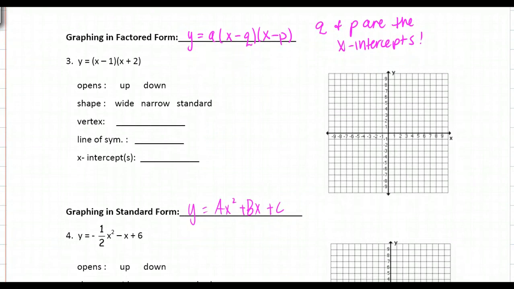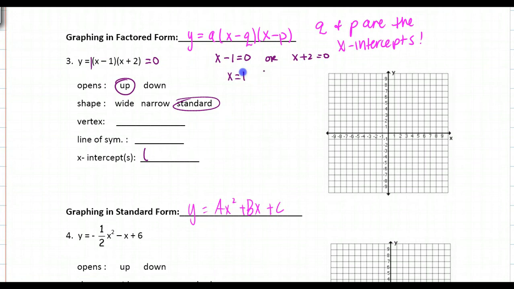So graphing in factored form means I have an equation that's already been factored. It looks like this, where q and p are the x-intercepts. In this one, in front I have a 1, so it opens up because it's positive, and it's a 1, so it's standard. I don't know the vertex or the line of symmetry, but when it's in factored form, I know that if I set this equal to 0, I could say x minus 1 equals 0, or x plus 2 equals 0. So x equals 1, or x equals -2 are my zeros, which are also my x-intercepts.